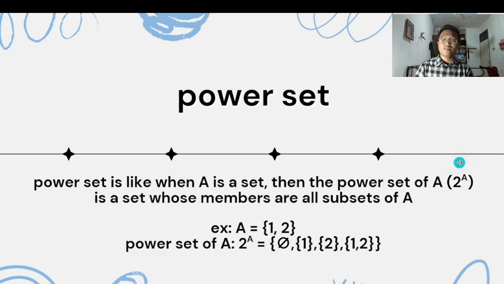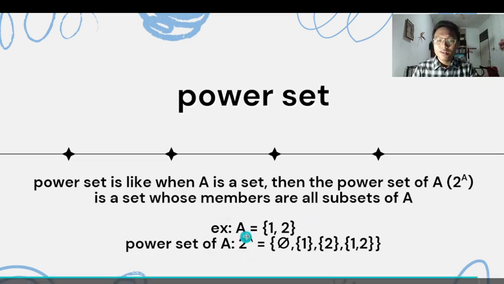Okay, to the last topic we will be talking about the power set. A power set is like when A is a set, then the power set of A, this is the notation on how we write it. Okay, the power set of A is a set whose members are all subsets of A. Example, okay? Here we go.